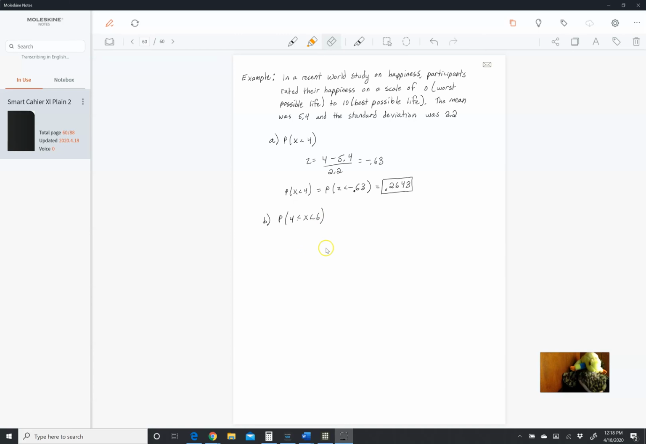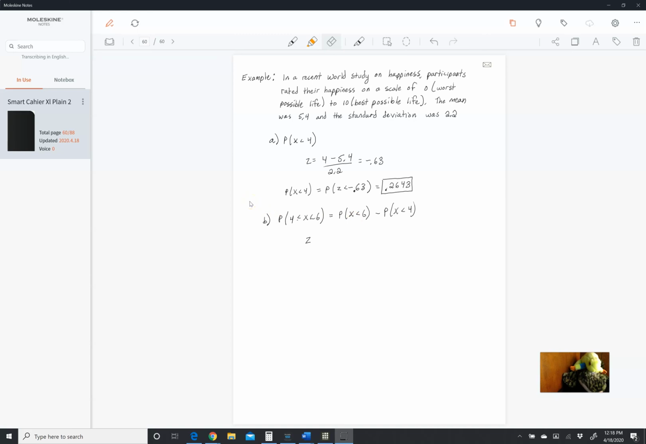Okay. Well, here's what this is doing. This is saying, how many people answered between a 4 and a 6? So we need to find our z-scores. This is the probability that x is less than 6 minus the probability that x is less than 4. Right? We're subtracting. Think back to that normal curve. Think about it visually. This is the area less than 6. This is the area less than 4. When we subtract them, we're getting what's in between.